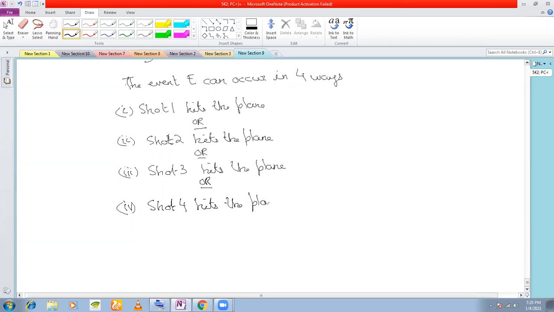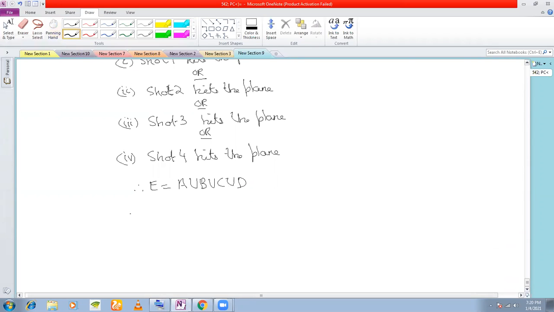Right? So there's an or. That means or means union, right? Therefore, E must be equal to A union B union C union D. So that means P(E), the probability of the event E, must be equal to the probability of A union B union C union D.